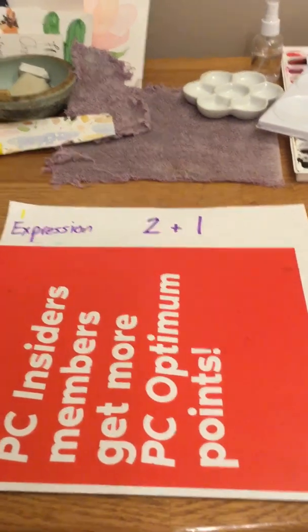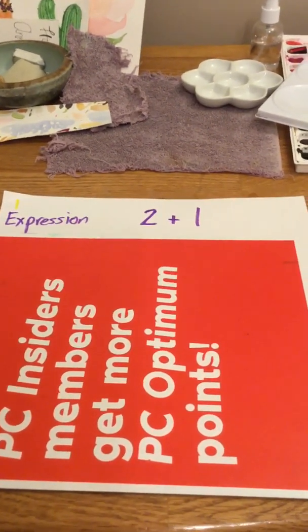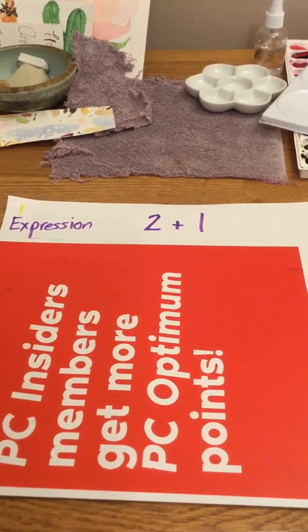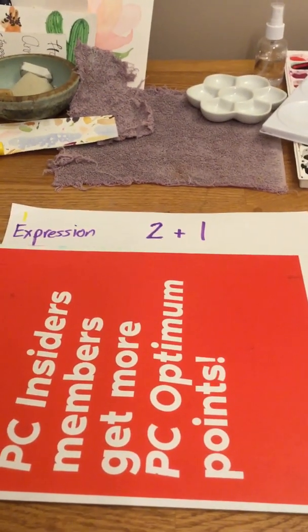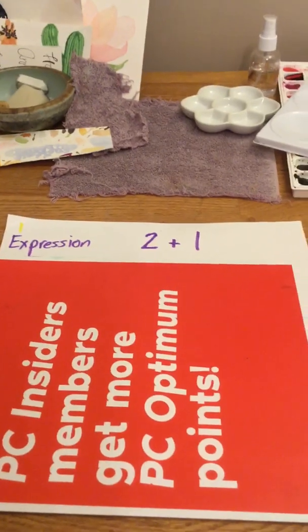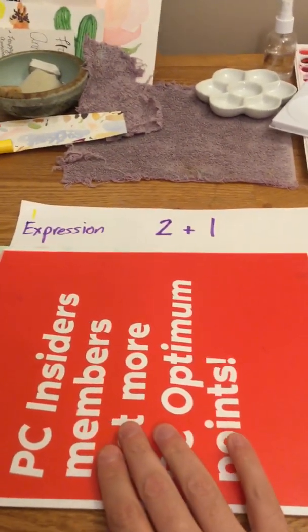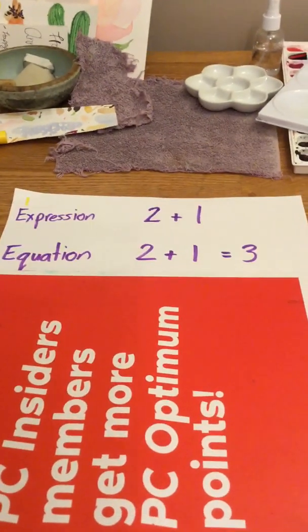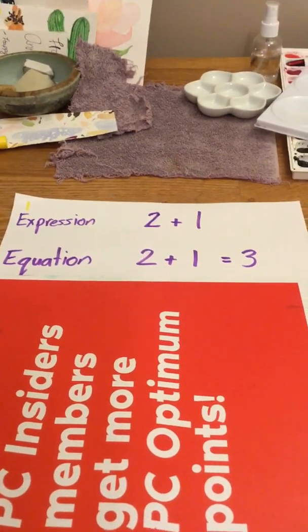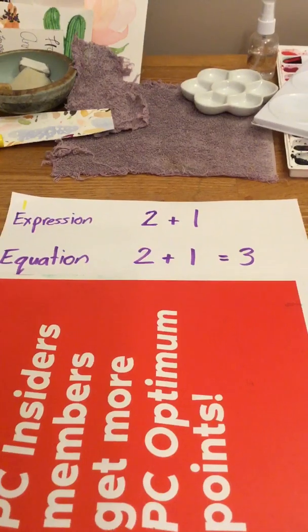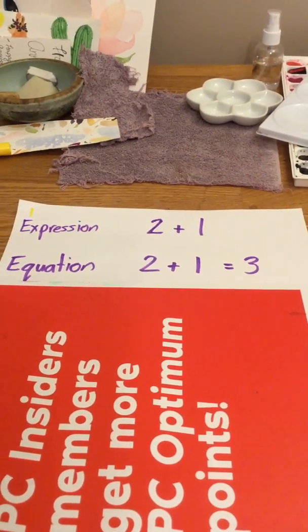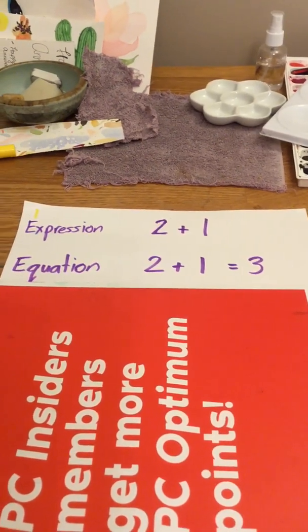So you can see the first thing I've written down, a mathematical expression, 2 plus 1. Okay, you can see there's no equal sign, it's just an expression. It's a piece of math with numbers. An expression becomes an equation when you have an equal sign. Okay, so 2 plus 1 is equal to 3. That's the difference between an expression and an equation.